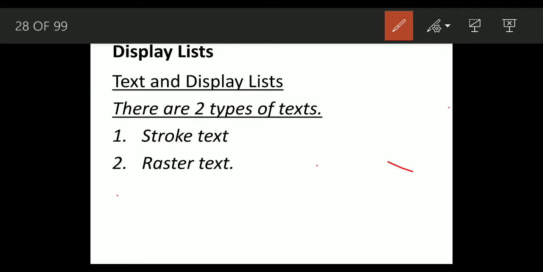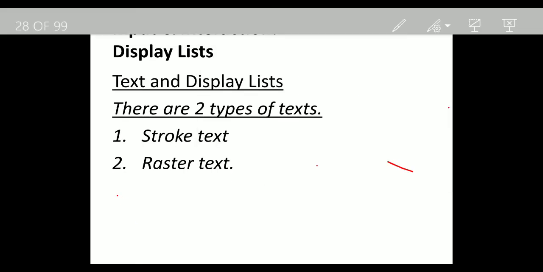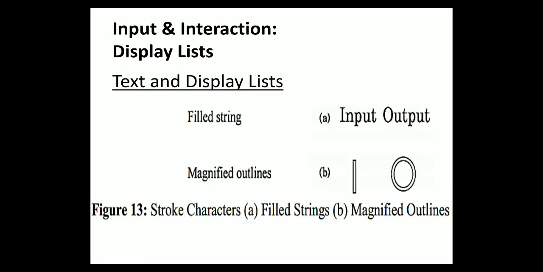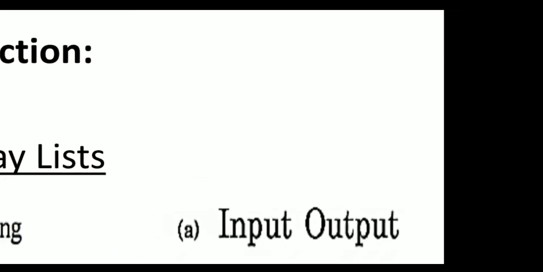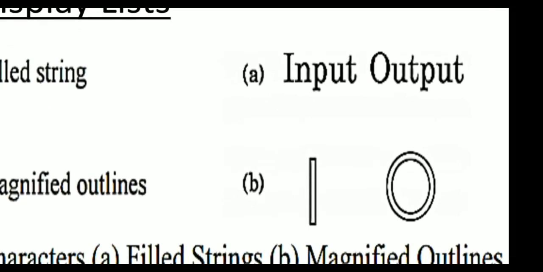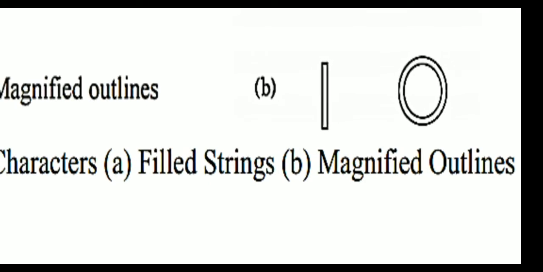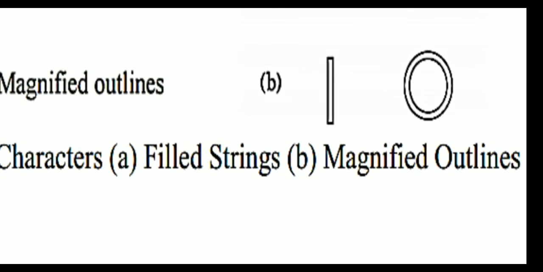So here is a sample they have given for the stroke text. The two types of stroke text are filled and outlined. Filled means a general text you are going to draw. This is a filled type of stroke character. Whereas the outlined type means you are going to draw the outlines of the original characters.